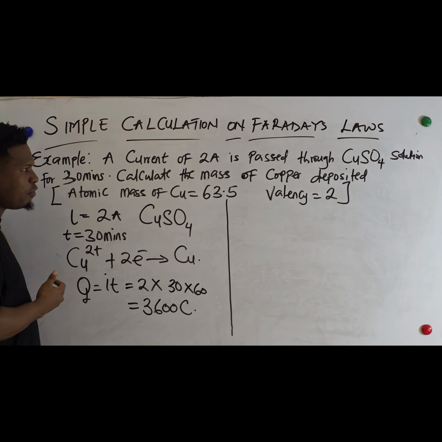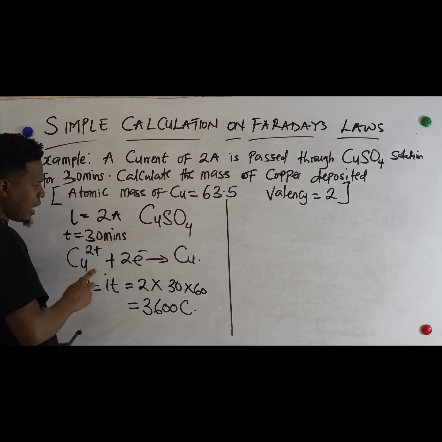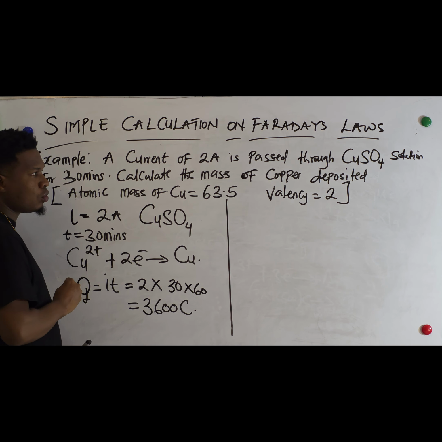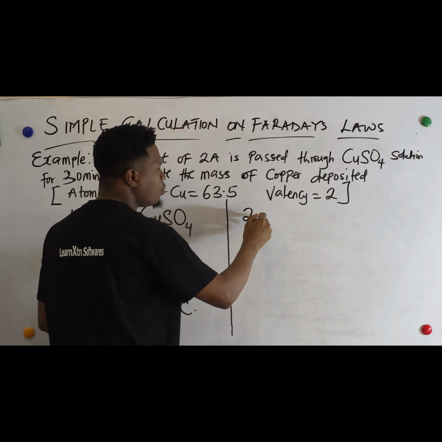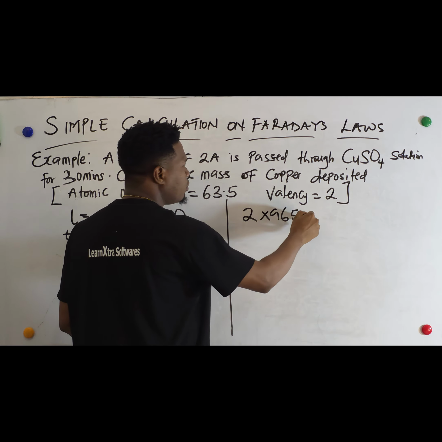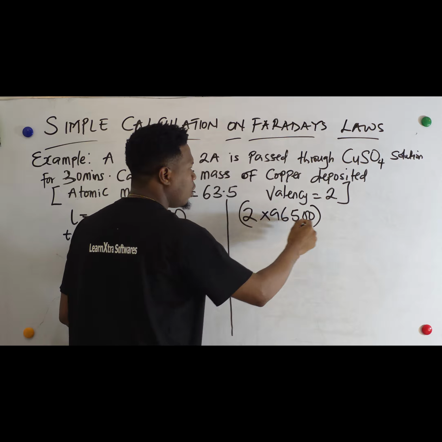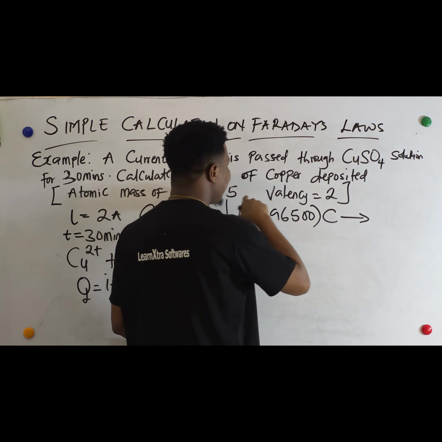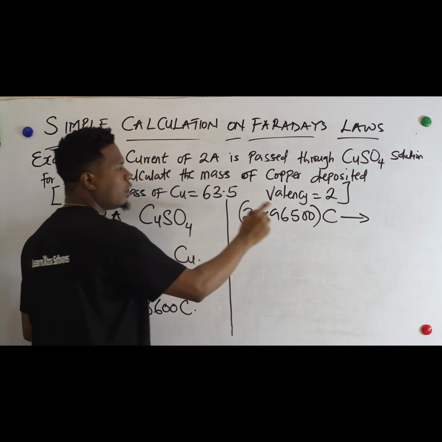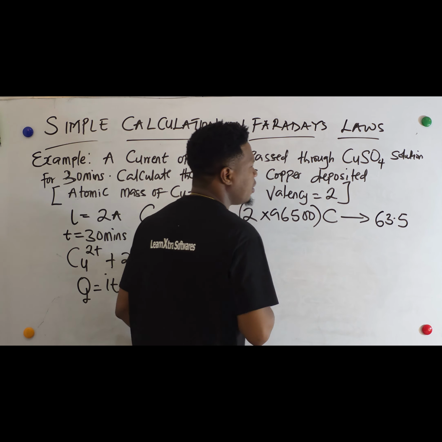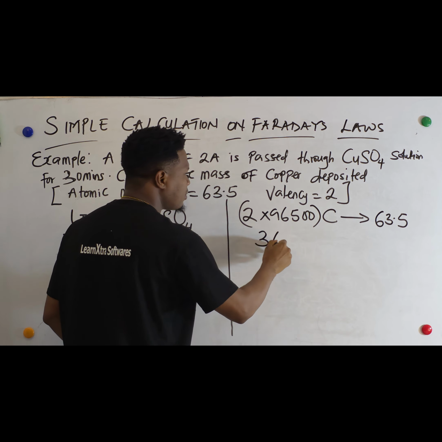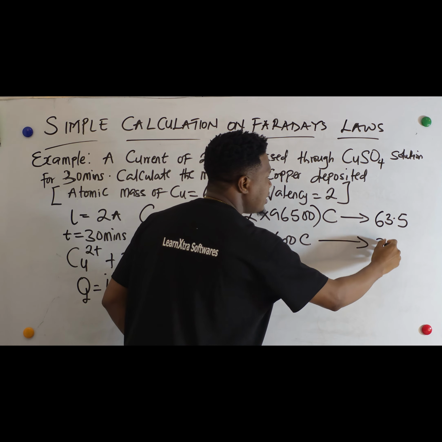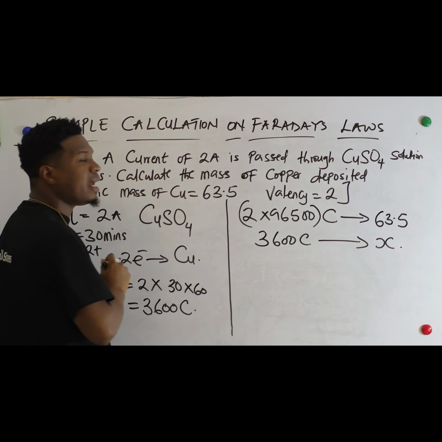This is the quantity of current needed to liberate the mass of copper we are looking for. From Faraday's first and second laws of electrolysis, we know that 1 mole of electron is equal to 96,500 coulombs. So, from this equation, 2 times 96,500 coulombs of electricity will deposit, based on Faraday's second law, 63.5 grams. If this quantity of current can deposit this, then 3,600 coulombs will deposit X, and of course this X will be our answer.